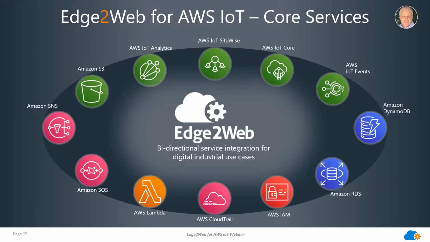To enable new context-driven applications, Edge2Web integrates with the full constellation of AWS IoT services, as well as a number of other supporting services from AWS and Amazon. Edge2Web provides built-in connectivity to all platform services required by industrial use cases like predictive maintenance, flexible OEE tracking, asset performance monitoring, fleet management, remote diagnostics, mobile field service, and many others.